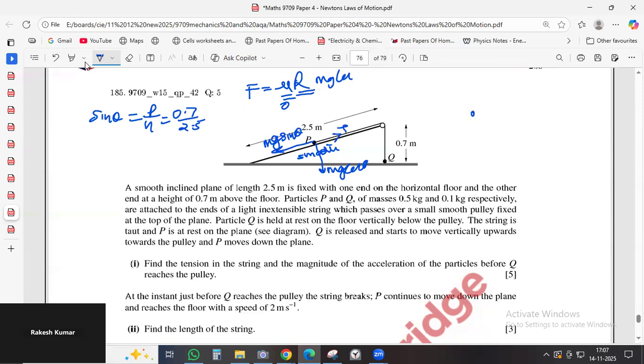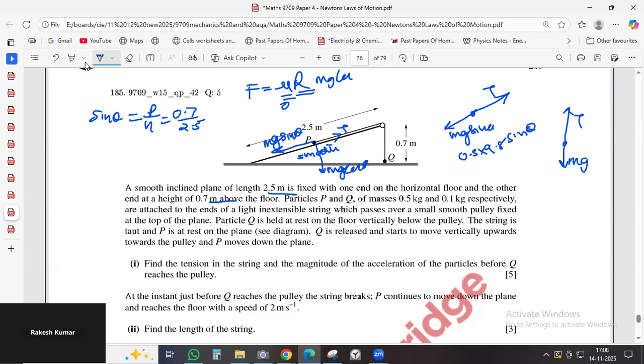Now, on this P, there is a force acting here, mg sine theta. There is a tension acting up. And on the body Q, there is a weight acting downwards and a tension acting upwards. And he says this 2.5 and 0.7. The masses are given. So this is 0.5 into 9.8 into sine theta.